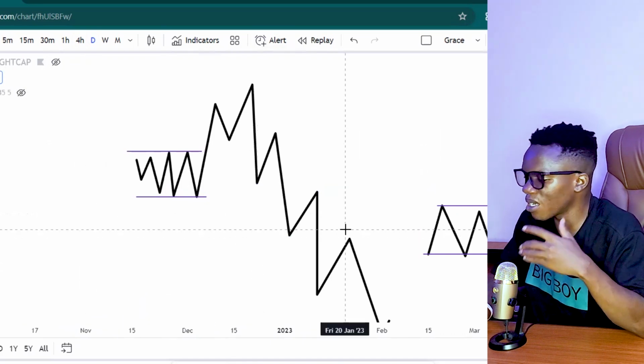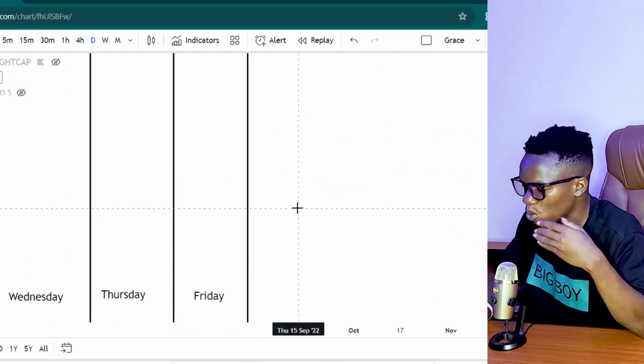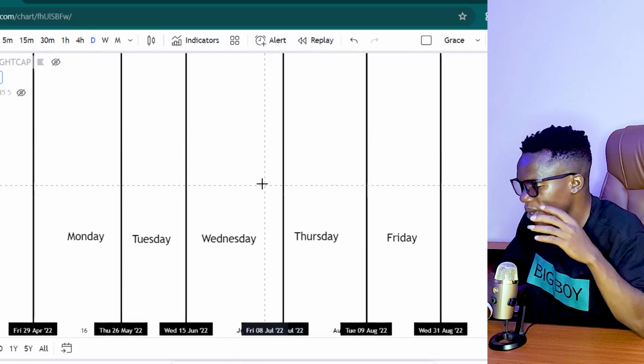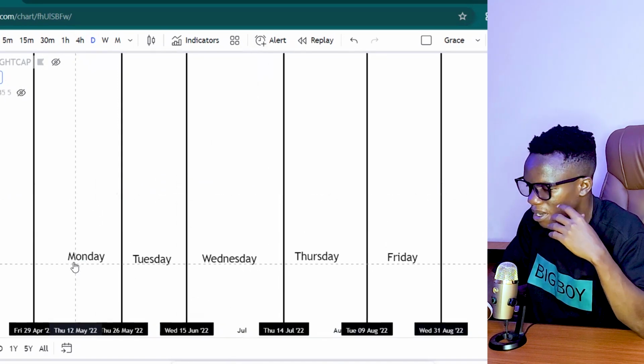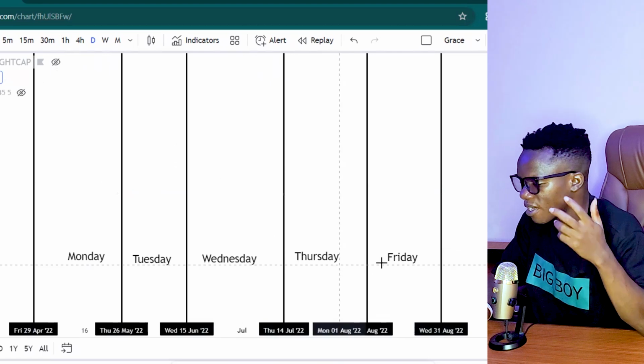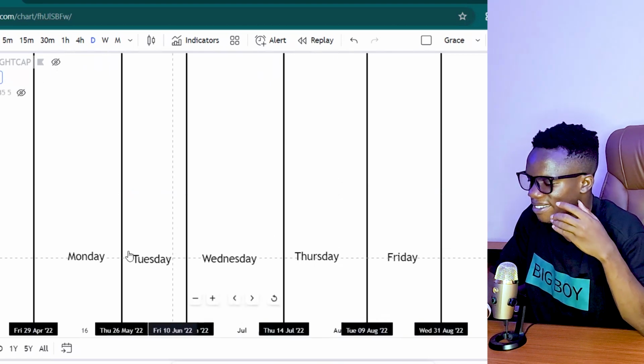It doesn't just stop there on daily time frame. It can also be applied to weekly time frame. But on weekly time frame, the liquidities are the trading days. For example, you see I have here Monday, Tuesday, Wednesday, Thursday, Friday. So these are the trading days.